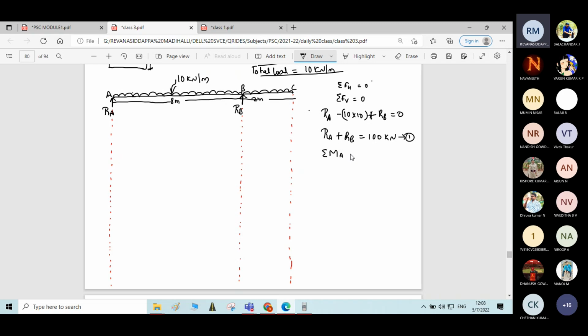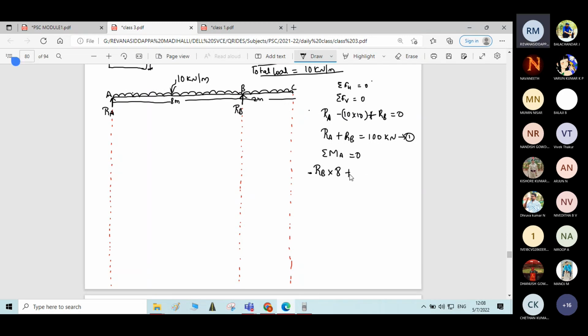Sigma MA equal to 0. Sum of moments of forces about point A equal to 0. That is the meaning. So moment of this RB about A is how much? RB into perpendicular distance 8 meter. And this RB will cause anti-clockwise moment about point A, sign is minus.